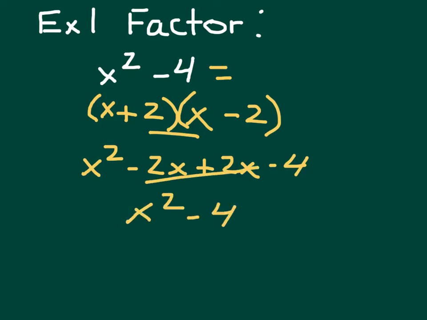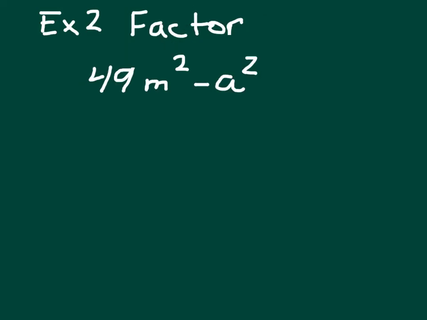X squared minus 4. So again, factoring the difference of two squares is really easy, but you've got to recognize when you have that. Let's take a look at example 2.